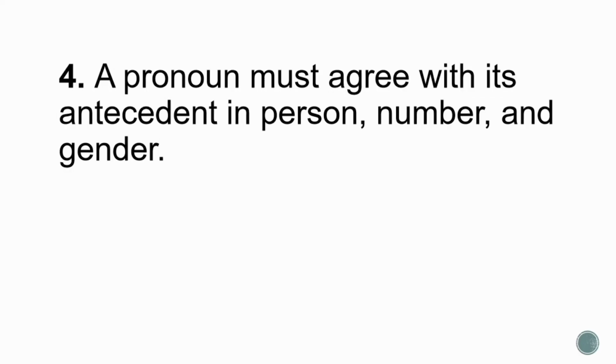Another rule we need to take note of is a pronoun must agree with its antecedent in person, number, and gender. First example, this girl loves her work, but these boys loathe their job. So the underlined word here that is first is girl. It has the verb loves because girl is singular, so it will use the singular verb loves.